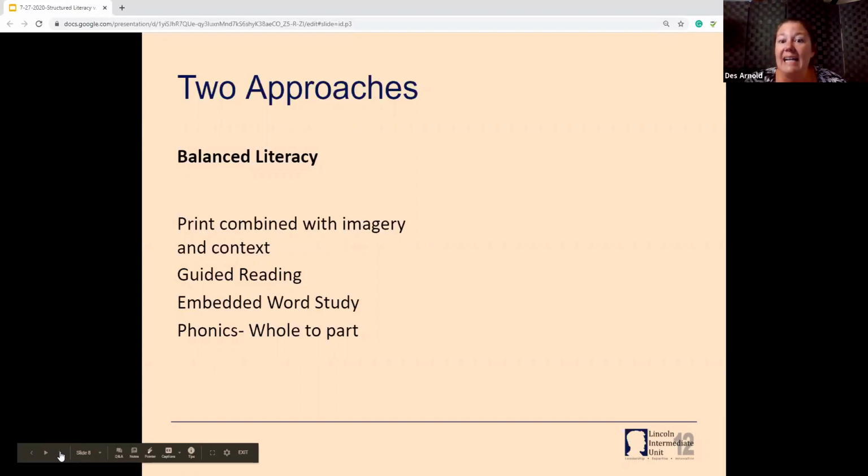We also have guided reading. This is not the act of guided reading groups, but the guided reading leveled texts, which are leveled and predictable. There's an embedded word study that focuses on phonics, decoding, and spelling. And phonics in balanced literacy is frequently whole to part. So we're talking about small chunks and word families. It's often used as a phonics patch. But in a balanced literacy program, your phonics is going to look more like, here's a whole word, what parts do you know?